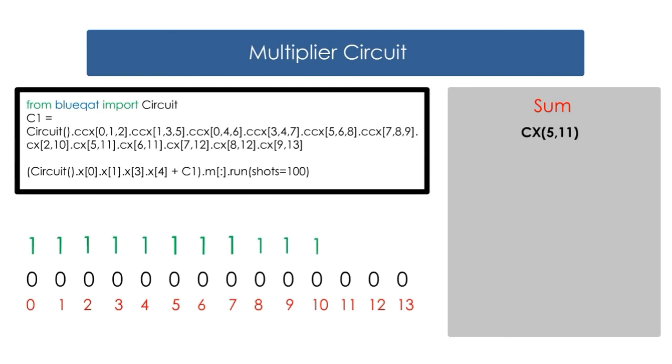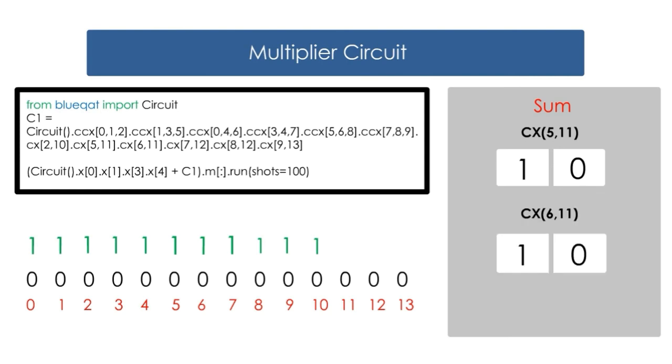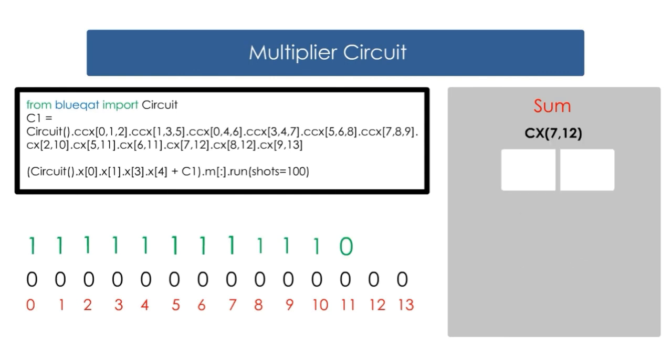Next, we take qubits at 5 and 11. And also, take qubits at 6 and 11. Since in both sum circuits the control gate is 1, the target gates will cancel each other, that means 0. Then next, we take qubits at 7 and 12. And also, take qubits at 8 and 12. Since in both sum circuits the control gate is 1, the target gates will cancel each other, that means 0.